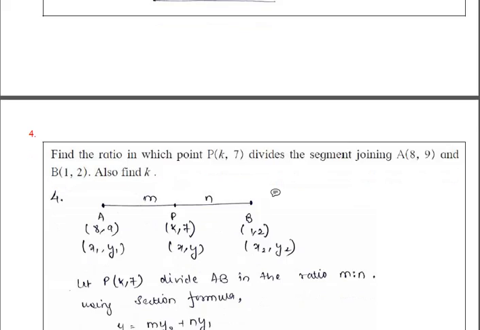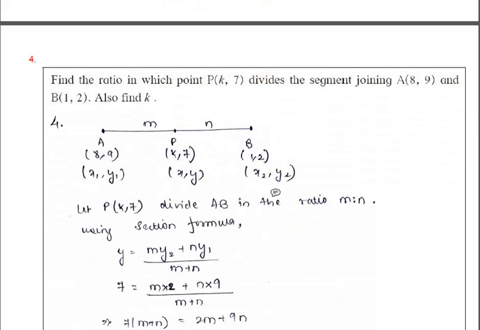Moving on to the fourth question of this type. सब क्वेश्चन एक ही तरह का है, 3 पॉइंट्स गिवन है आपको और आपको रेशियो नहीं पता. So in all the cases I don't know the ratio, I have to find the ratio. Now here the additional problem is the point P is (k, 7). अभी तक मुझे सिर्फ m और n नहीं पता था, यहाँ पे मुझे k भी नहीं पता. So I have to find m, I have to find n, I have to find k also.